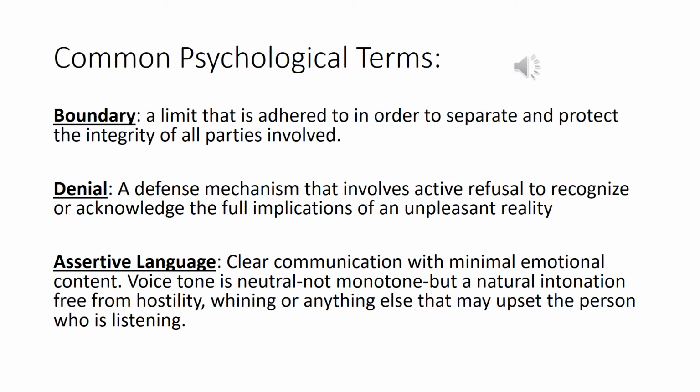A few more terms to review with you here that are common psychological terms. Boundary. We talked about this in our earlier Guidelines 1. That is a limit that is adhered to in order to separate and protect the integrity of all parties involved. You may remember also a boundary is something that separates one country from another. It separates one person from another, and it's a limit that is adhered to in order to separate and protect the integrity of both of those parties.